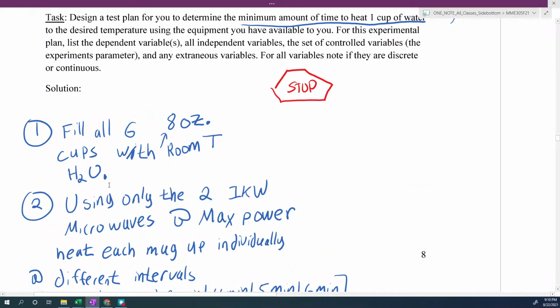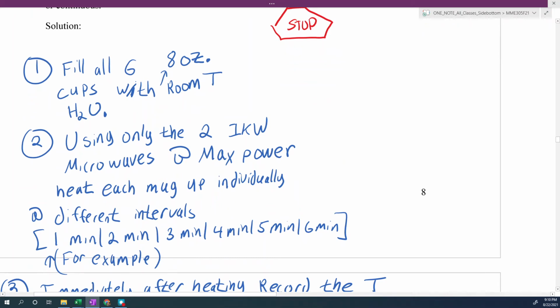Here is a test plan that I developed to determine the minimum amount of time to heat up 1 cup of water with the microwaves that my colleague had available. First, I would fill all 6 cups with 8 ounces of room temperature water. I would then, using only the two 1 kilowatt microwaves at maximum power, heat up each mug individually at different intervals. I would set one mug for 1 minute, another for 2, another for 3, another for 4, another for 5, and one more for 6.